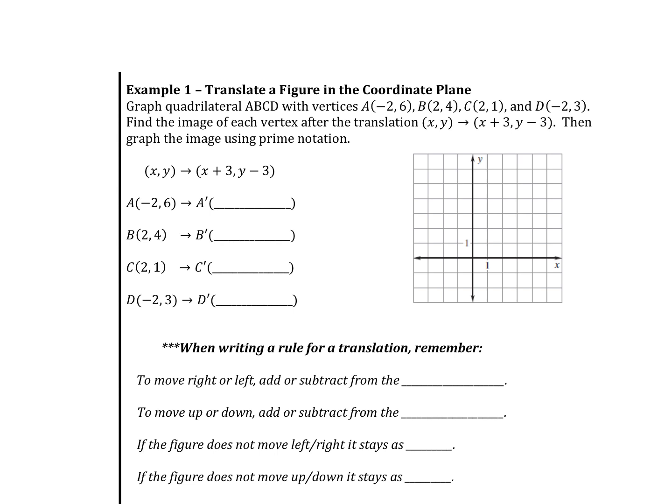So we have A (-2, 6): left 2, up 6. 1, 2, 3, 4, 5, 6. That's A. How about B? B is (2, 4): right 2, up 4. That's B. How about C? (2, 1): right 2, up 1. That's C. How about D? (-2, 3): left 2, up 3. I'm going to use a dashed line to show this is where it starts. This is not where it ends up.